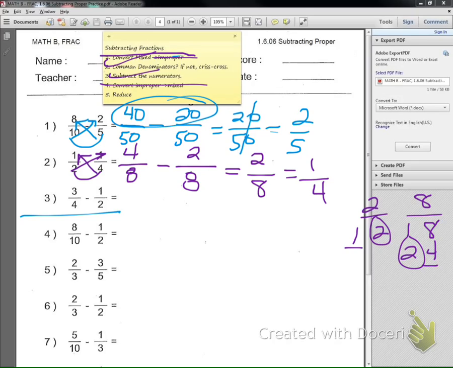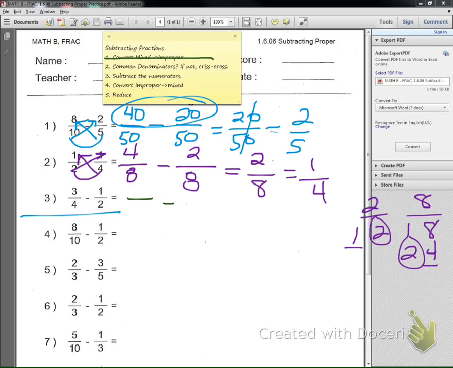Let's do one more. Go back to my steps here so I can see them. Convert mixed numbers to improper. I don't need to do that with this one. Do they have common denominators? No, they do not, so I need to crisscross. I'm going to go ahead and set up my problem here.